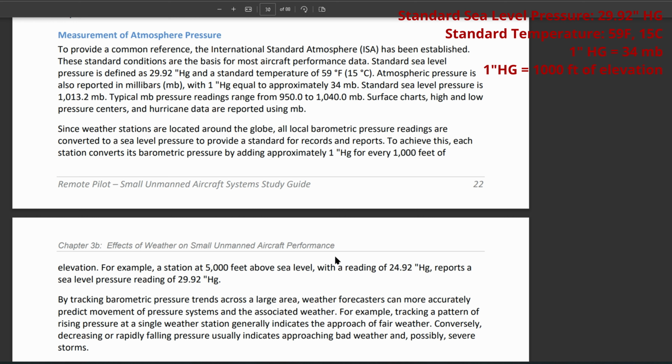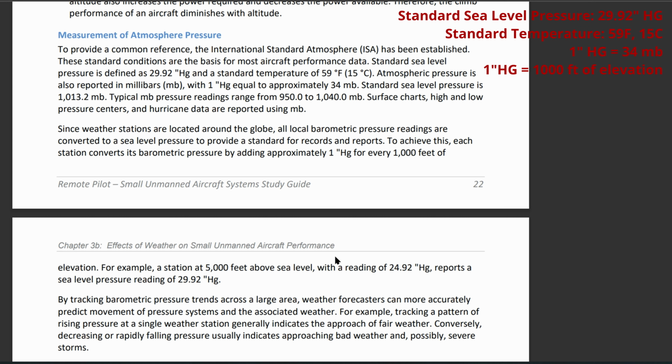And if you wanted to find out what this was in millibars, you would just multiply this by 34, because 1 Hg is equal to 34 millibars. Lastly, rising pressure is an indication of fair weather, and decreasing pressure indicates that possibly bad weather and severe thunderstorms are coming.